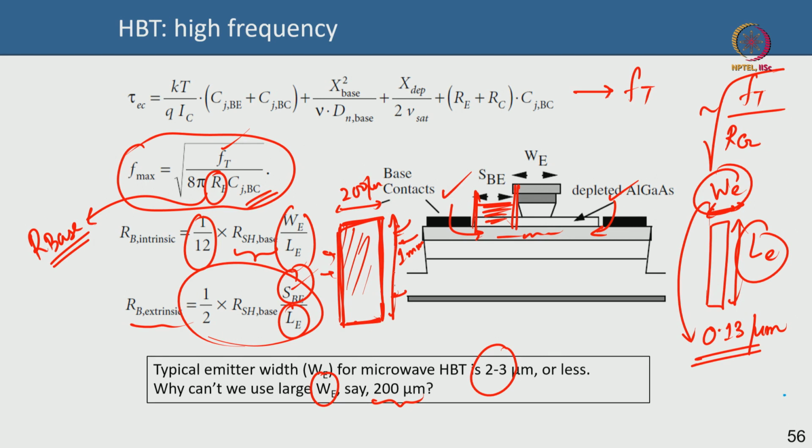And of course, you cannot have 1 millimeter. Your RF signal that propagates, the wavelength of the signal will be comparable or even less than this. So then you will have lots of phase incoherence, and you have no gain in the device. Okay, so typically the emitter fingers are very tiny. Okay, that's how it is.